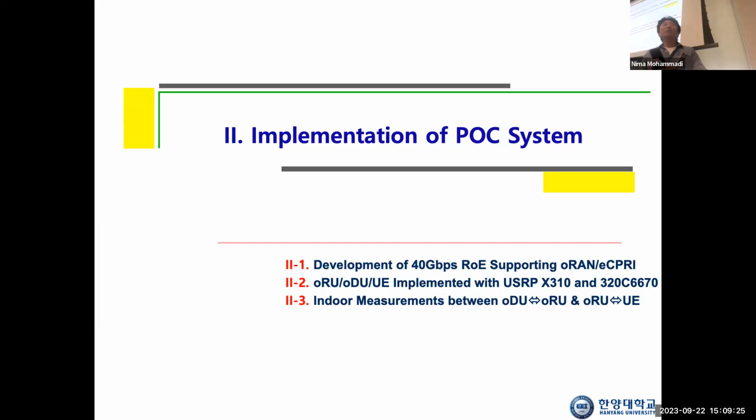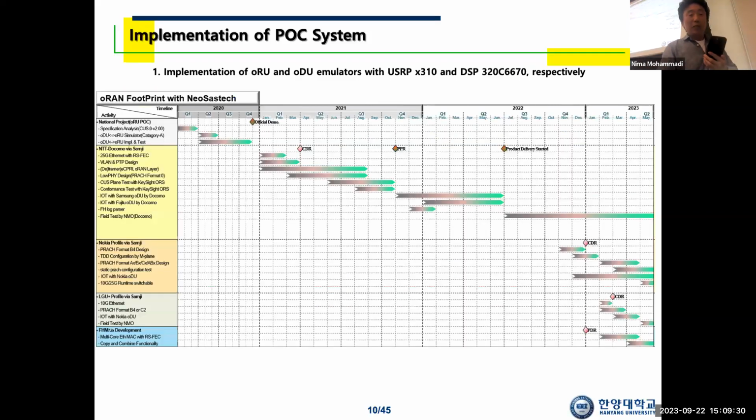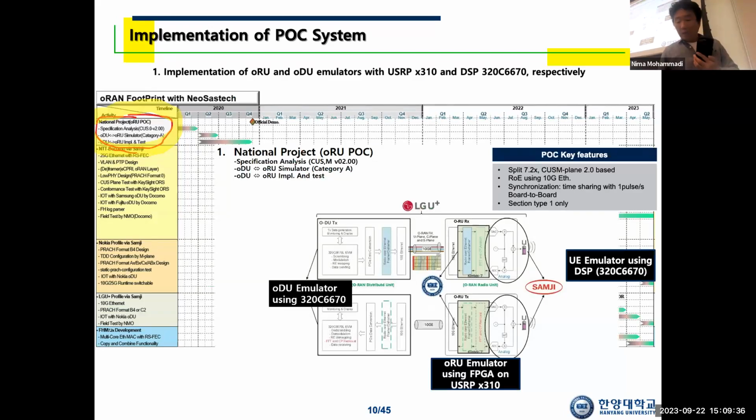Now, let me show you how I implemented the proof of concept system. All right, we did that in the year 2020. So actually what we did was we implemented an ODU emulator using a Texas Instruments DSP, ORU emulator with USRP, and UE, user equipment emulator using another DSP, okay?